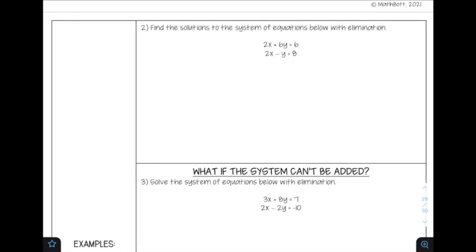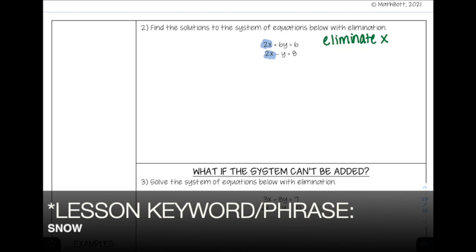So number 2, they give you 2x plus 6y equals 6 and 2x minus y equals negative 8. So here we have the same coefficient and we have the same variable. The easiest one is probably to eliminate our x variable because they're already setting us up with the same coefficient. So what I would want to do is multiply by negative 1. Again, you can multiply the first one or the second one. It's up to you. If you're using the correct process, using right computations, you should have the same answer.